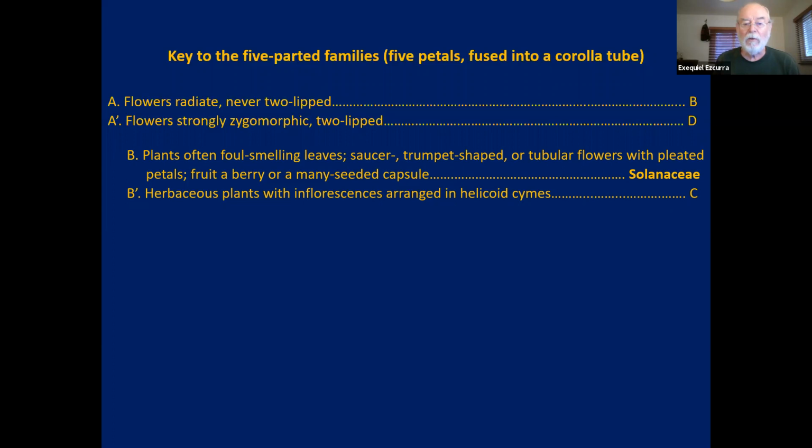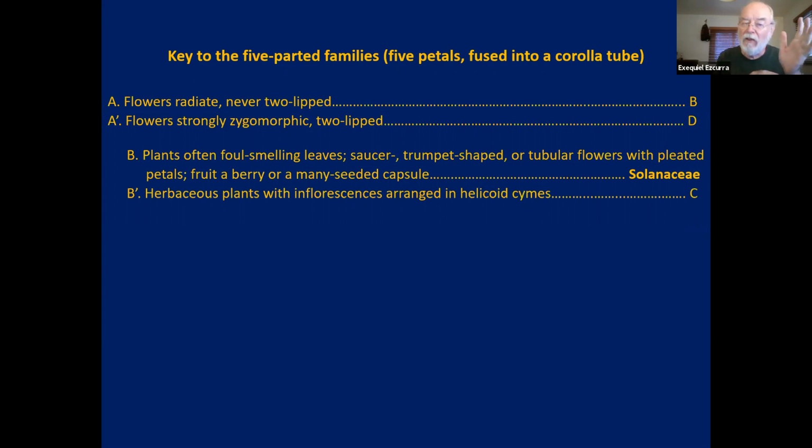So, assuming that our plant is actinomorphic, the second question we would ask ourselves is, if the plant with simple radiate flowers has often foul-smelling leaves. It's a distinctive trait of this family, with petals fused into a trumpet-shaped or a saucer-shaped structure, or sometimes tubular flowers, and a very interesting and easy character to see with pleated petals. The petals, before they open, are pleated, folded on top of each other, pretty much like a Scottish quilt. And the fruit, a berry or a many-seeded capsule.